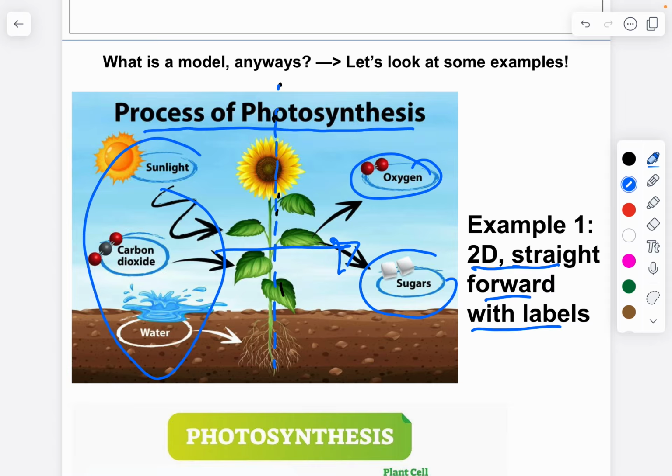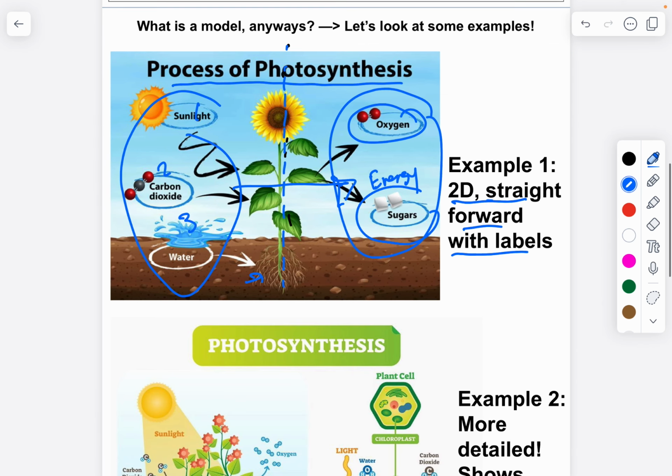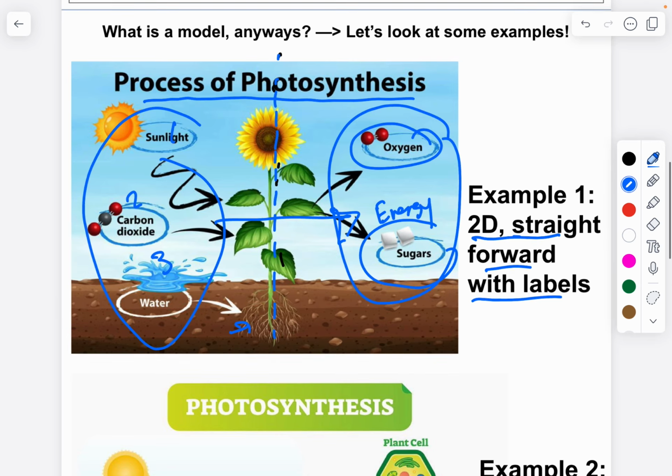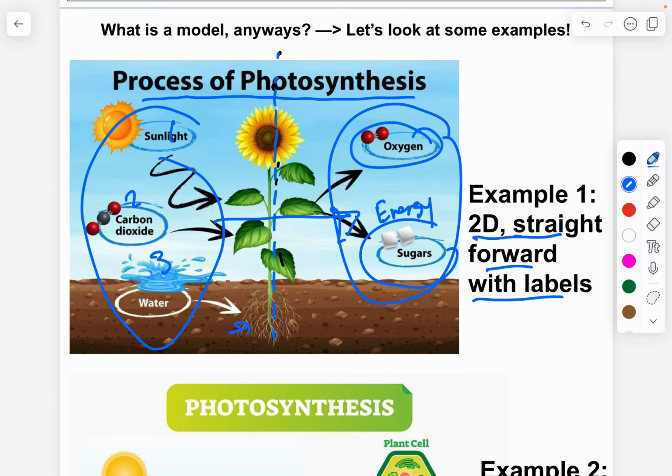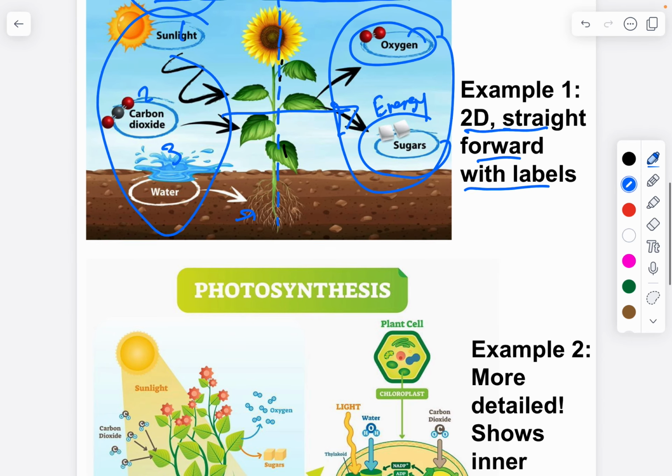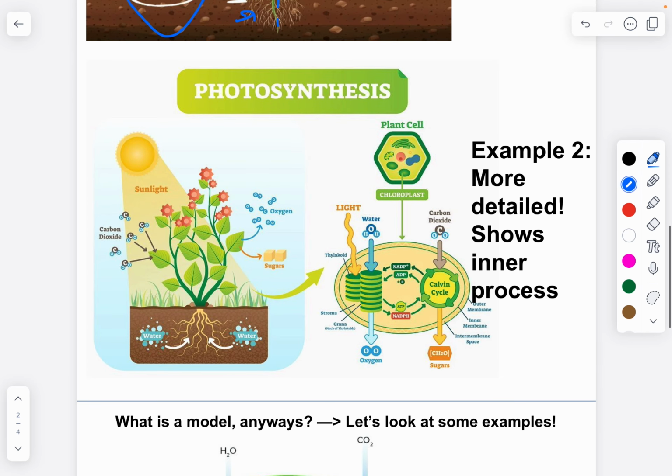So we can see very clearly what's required for the process of photosynthesis. Now this is pretty straightforward, right? You need these three things, 1, 2, and 3, and maybe some other minerals underground to make these two things, to make energy. And this is also known as energy. I don't even know that much about photosynthesis, but just by looking at this, I can kind of tell what the process of photosynthesis is. So that's pretty cool. Okay, let's look at another model.